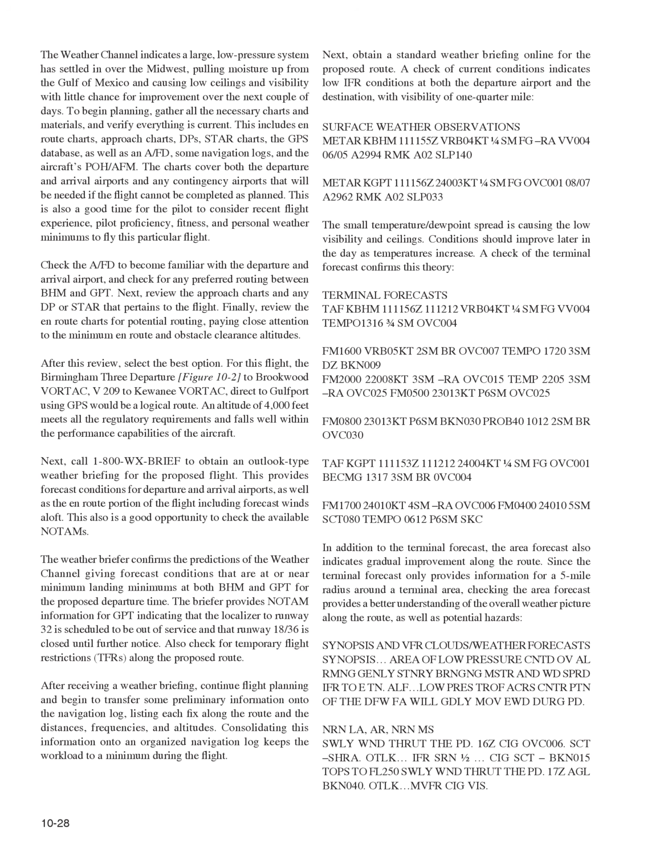Area of low pressure CNTD of AL RMNG Jinlistri BRNGNG MSTR in WDSPRD IFR to ETN. ALF. Low Pretrov ACRS Center PTN of the DFWFA will GDLY move EWD DIRG PD. NRN LA, R, NRN MS SWLY WND Thrut the PD. 16Z SIG OVC 006. SCTS.H.R.A. OTLK, IFR SRN half, SIG SCT, VKN 015 tops to FL 250 SWLY WND Thrut the PD. 17Z AGL BKN 040. OTLK, MVFR SIGVIS.